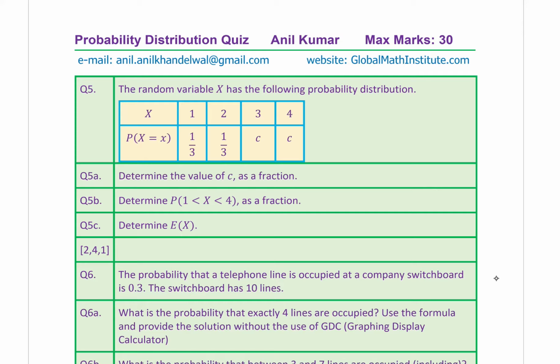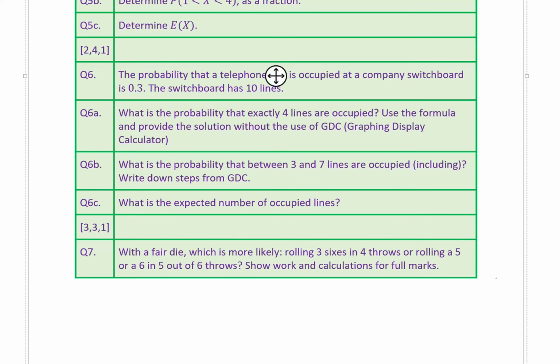Question number 6. Let's read it from the next page. The probability that a telephone line is occupied at a company switchboard is 0.3. The switchboard has 10 lines. Question 6a. What is the probability that exactly 4 lines are occupied? Use the formula and provide the solution without the use of the Graphing Display Calculator, GDC.